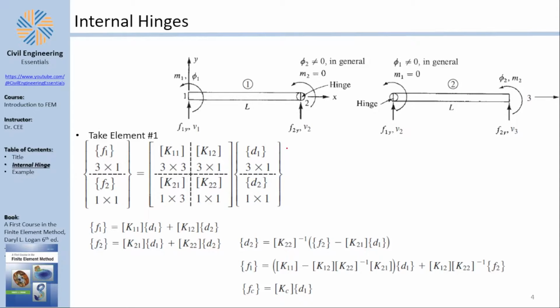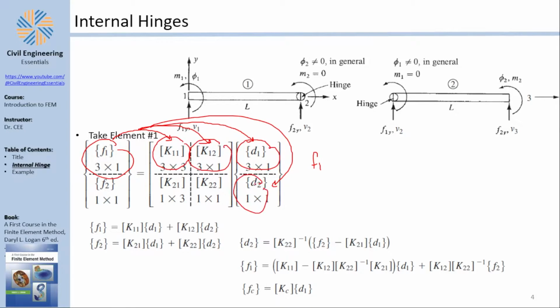What is happening here? Well, from matrix calculations, we know that F1 equals K11 multiplied by D1 plus K12 multiplied by D2. This is how mathematics works. You multiply the first matrix by this, and you multiply this by this. This is how matrix multiplication goes. Similarly, F2 equals K21 multiplied by D1 plus K22 multiplied by D2. Why am I doing this?